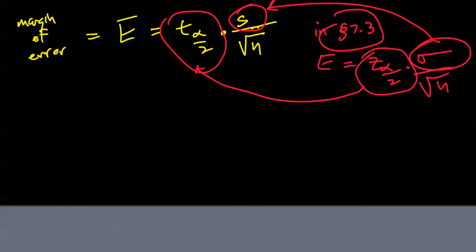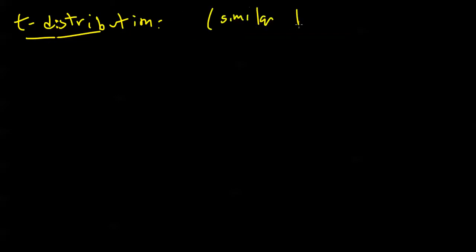Let me get a fresh screen here. Let's talk about that T distribution. Well, don't panic. The T distribution looks a lot like the Z distribution. Let me say that again. The T distribution looks a lot like the Z distribution. Very similar. If I was to graph one on top of the other, you might not be able to see very much difference. Let me write this down. I'm going to say it's similar to the Z distribution.